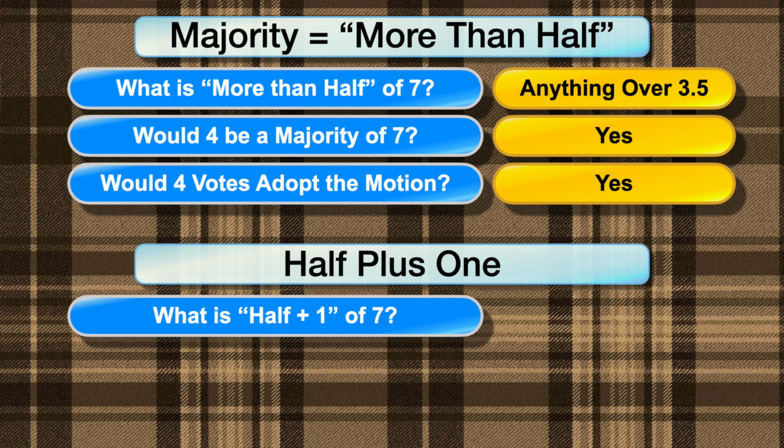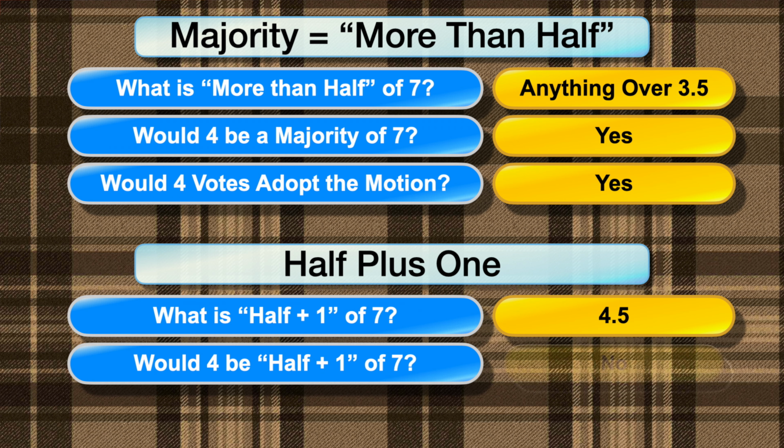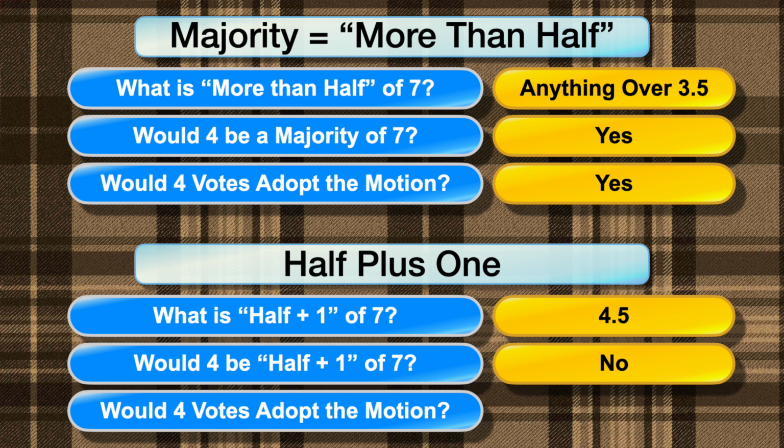What is half plus 1 of 7? Well, once again, we start with half of 7, which is 3.5. Then we add 1, and we get 4.5. So would 4 be half plus 1 of 7? No, it would not. Would 4 votes adopt the motion if 7 votes were cast and it required half plus 1 to adopt? No. So once again, we see that trying to define a majority vote can actually change the vote requirement and change the result of a vote. And this flaw occurs with any odd number. So remember, when you hear majority vote, think of those three words: more than half. Not 51% and not half plus one, just more than half.